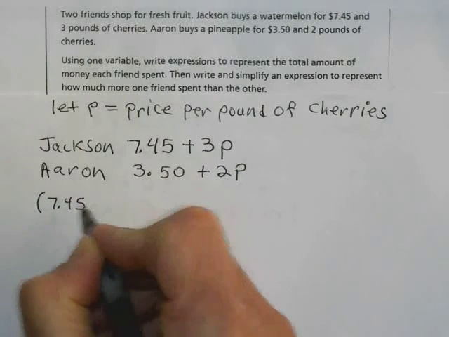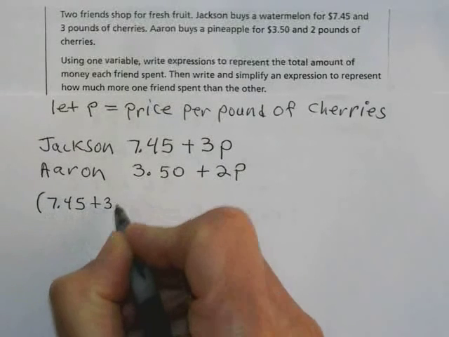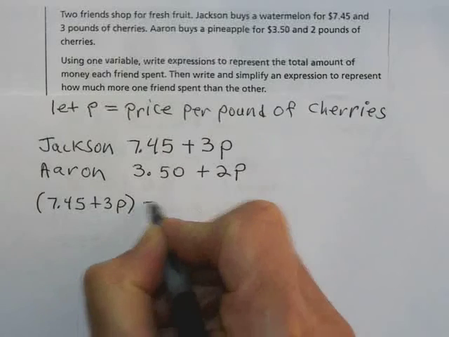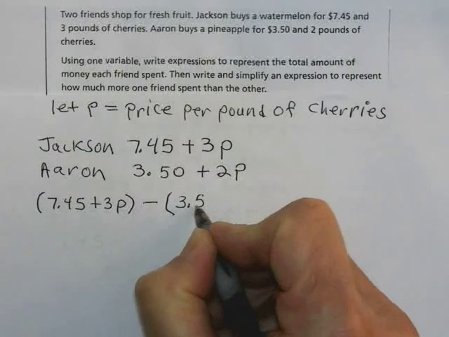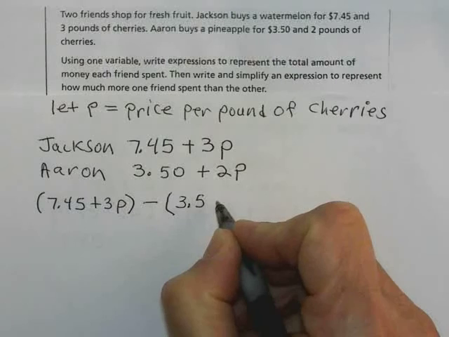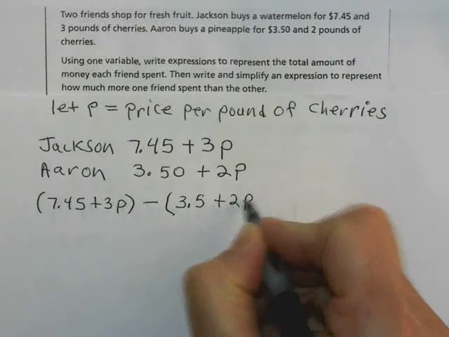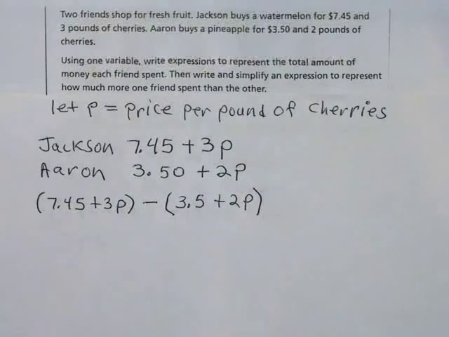7.45 plus 3p minus 3.5, I'm just going to use 3.5, don't really need a 0, plus 2p. Okay, so I'm subtracting. I've got that subtraction symbol. I'm going to treat it as a negative symbol that I'm distributing. So I'm going to start by doing that.